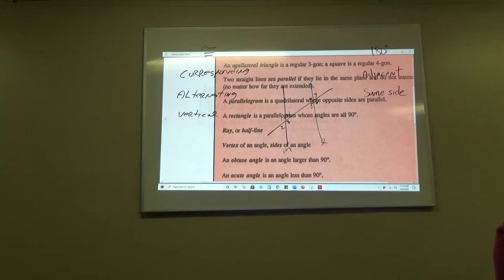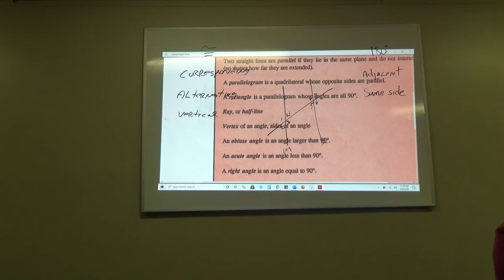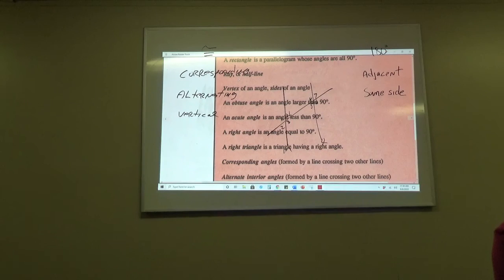All right, two straight lines are parallel if they lie in the same plane and don't intersect. A parallelogram is a quadrilateral whose opposite sides are parallel. A rectangle is a parallelogram that also has equal angles. A ray is a half line. It starts at a point and goes one direction. How long is a ray? Infinite. How long is a line? Infinite. Which one's longer? They're the same. They're both infinite length. It just takes the ray longer to get there.